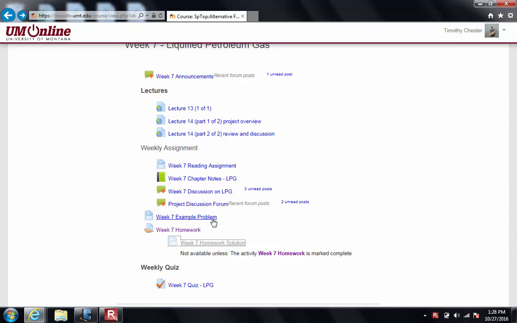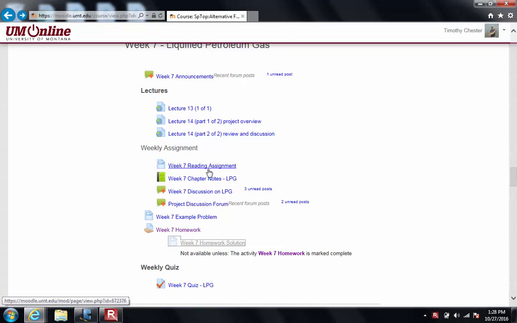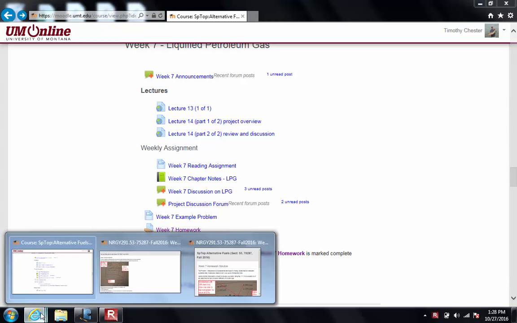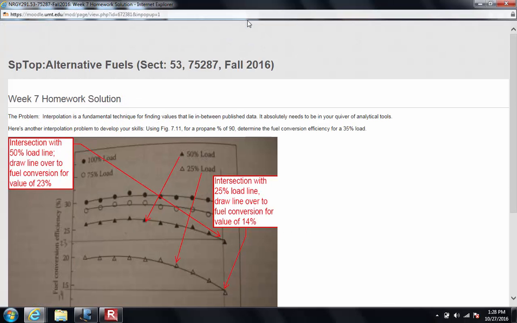I want to go over the week 7 problem because everybody's been having some issues with that, and I'll go over it because interpolation is a big deal. You need to know how to do it, both visually and mathematically. So we'll take a look at it. Since everybody's already turned this in, I'll show you the solution that we have for this and explain it as we go.